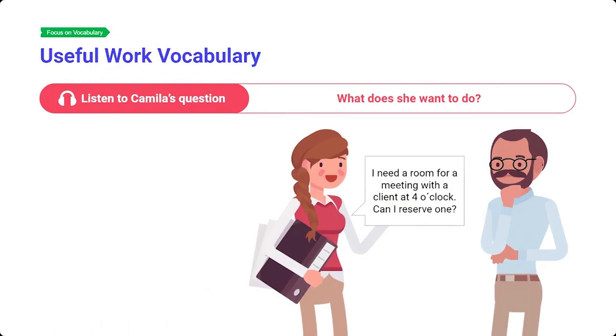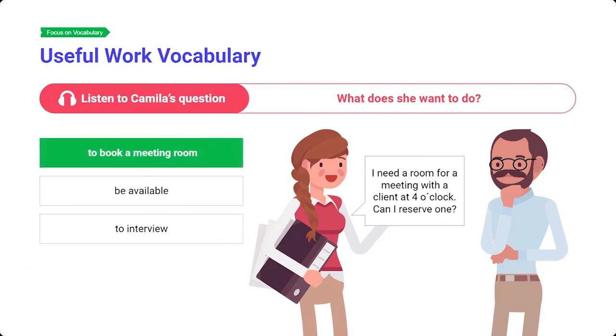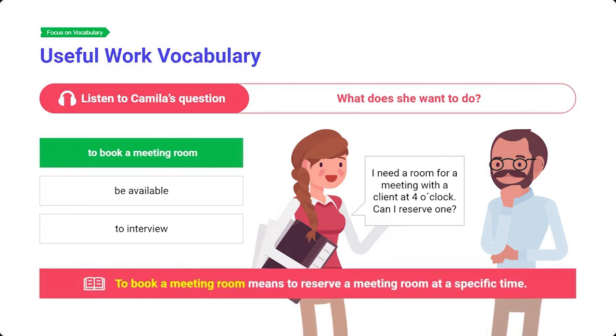What does she want to do? To book a meeting room. Be available. To interview. That's right. The correct answer is to book a meeting room. To book a meeting room means to reserve a meeting room at a specific time.